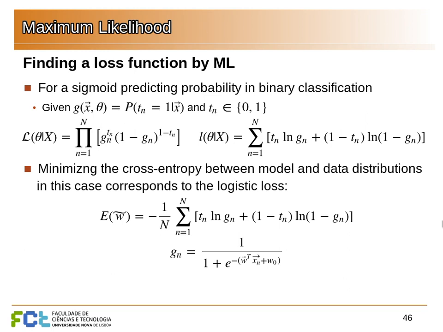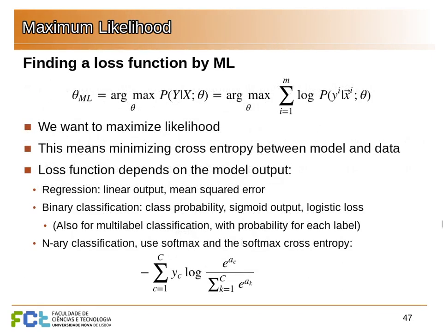In that case, this is how you get the parameters that maximize that probability given the distribution of your data: you use this logistic loss function. If you are using, for example, multi-class classification with the softmax output, then you have the softmax cross entropy for this.